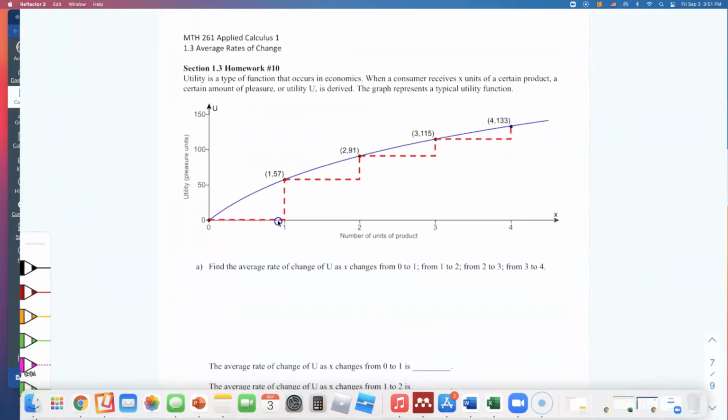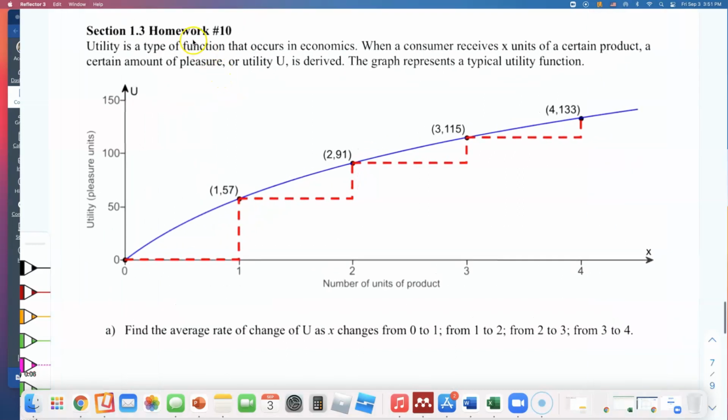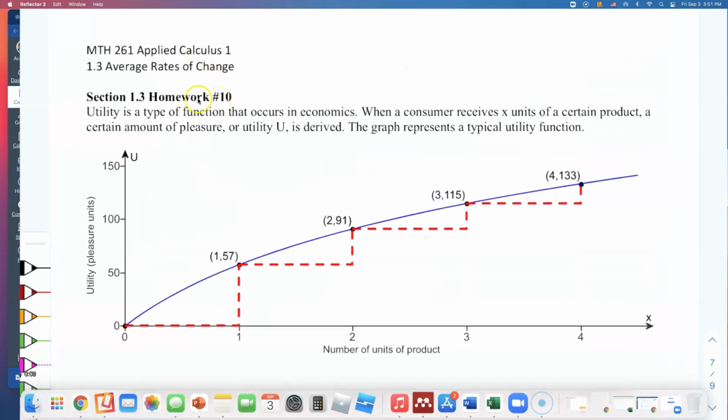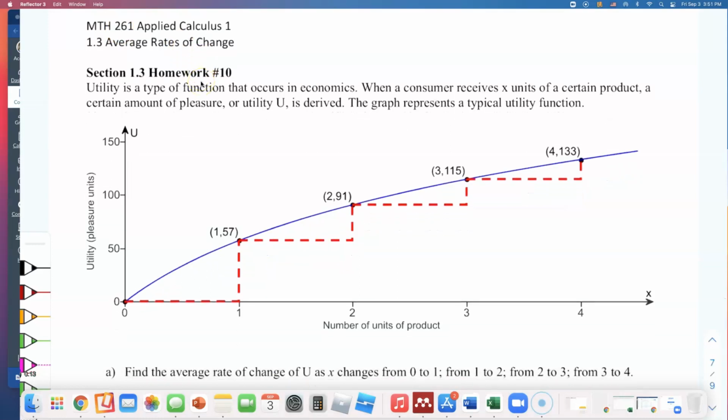Alright, this video is for section 1.3, homework number 10 for 261. Okay, so utility is a type of function that occurs in economics. When a consumer receives X units of a certain product, a certain amount of pleasure or utility U is derived. The graph represents a typical utility function.